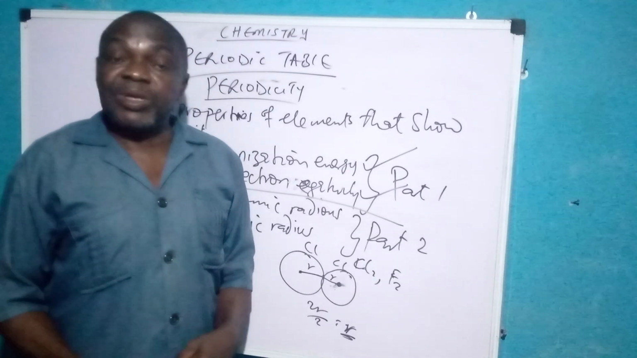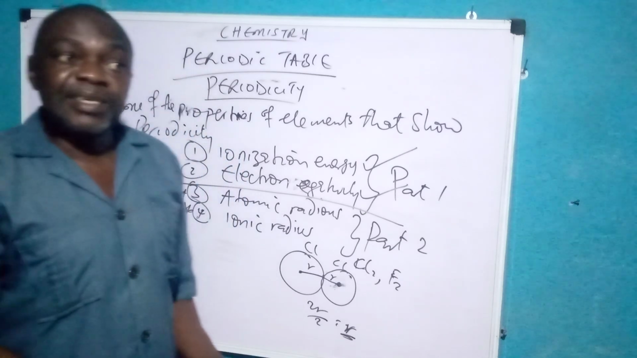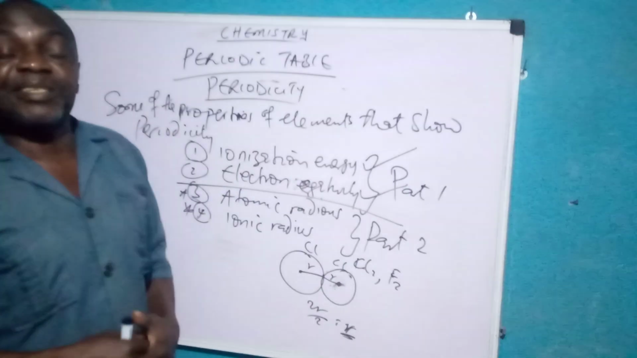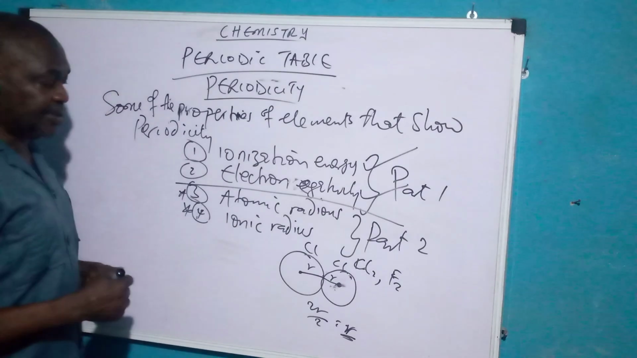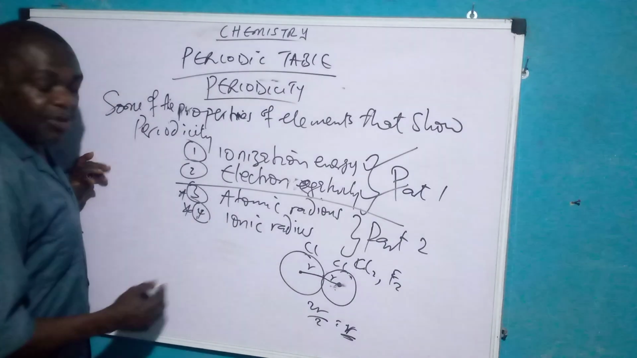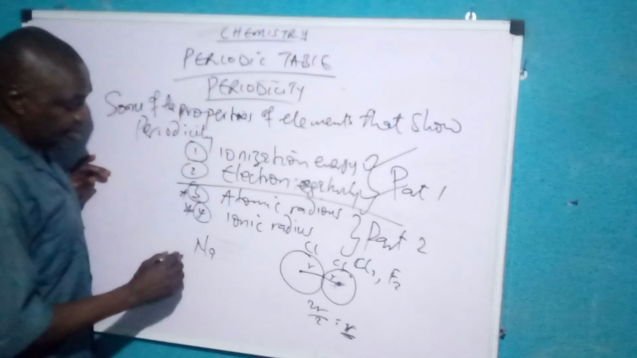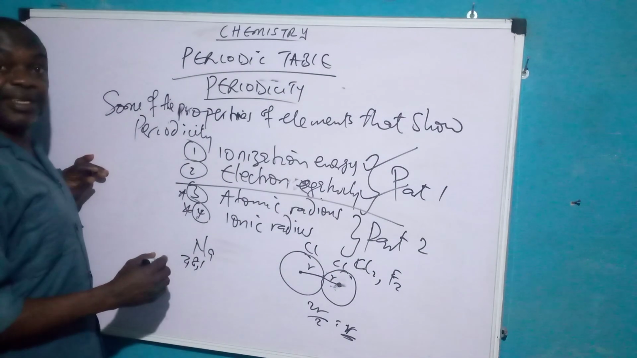That is, whether it's an electropositive element that has lost an electron, or an electronegative one that has gained an electron, it affects the radius, the ionic radius. Let's say, for example, we are using sodium, Na. The electronic configuration is 2, 8, 1. Remember, the atomic number is 11.